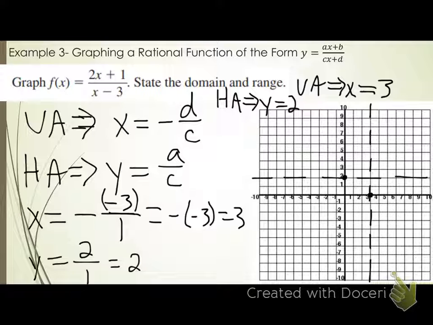Everyone have these formulas written down in their notes? You need these. Vertical asymptote is x equals negative d over c. Horizontal asymptote is y equals a over c. You need to have those written down. Everyone got those? I'm erasing them.